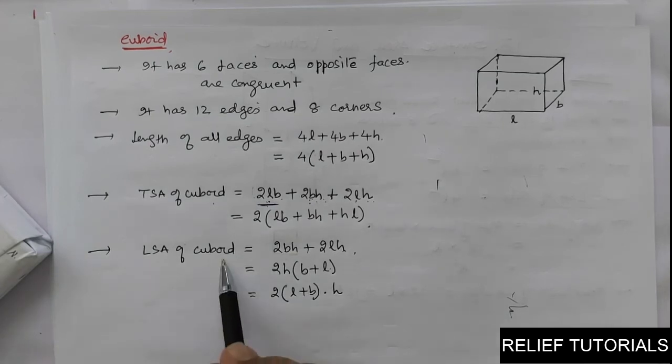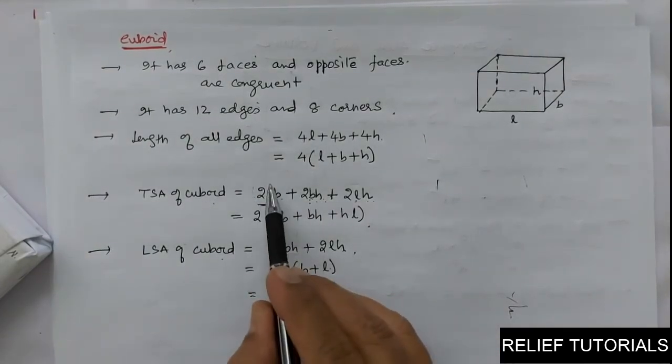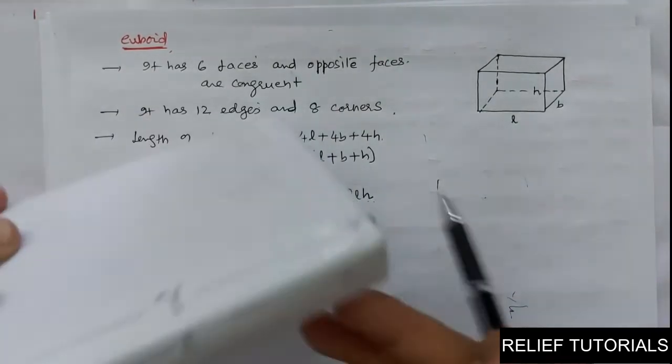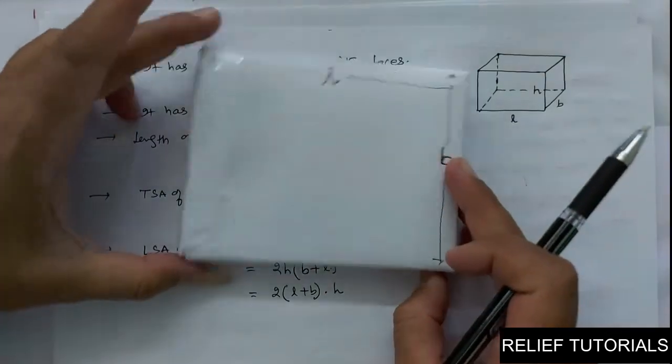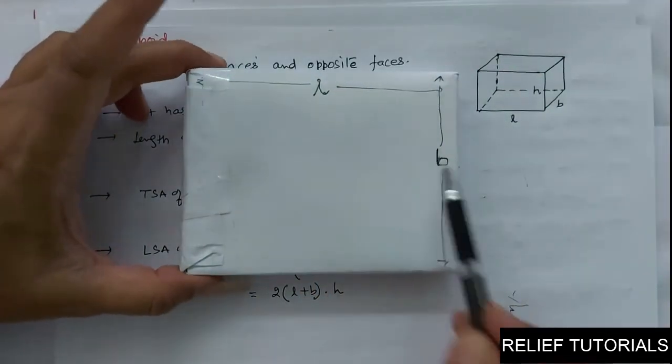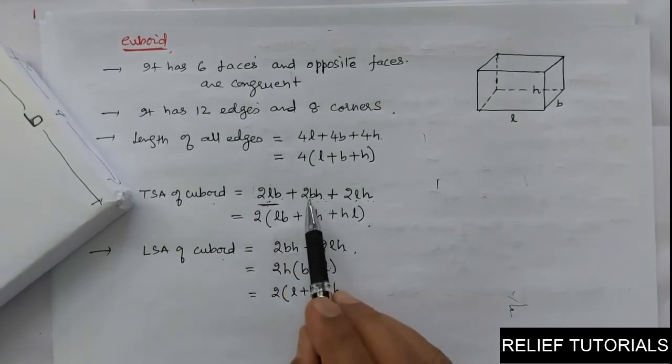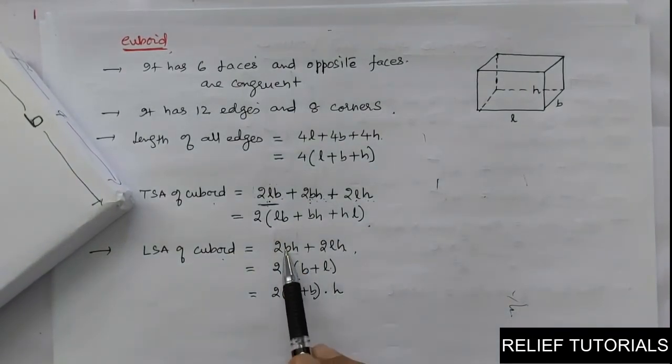So lateral surface area of a cuboid is the area of 4 faces except top and bottom. Top and bottom means length into breadth. See this top, the area of top is length into breadth. Bottom is also length into breadth. So you remove this 2 LB, and you have to consider these 4 faces. So 2BH plus 2LH, 2 common, H common. So B plus L. So 2 into L plus B into H.